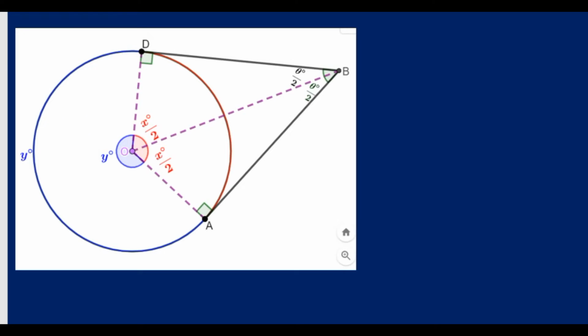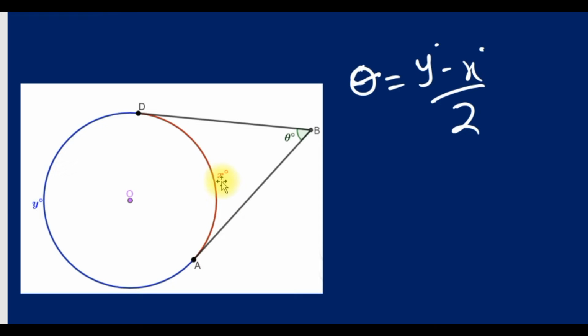So if we join B to O, we know that the angle made by the intercepted arc is the same thing as the central angle. So if here is y, it's the same thing as this. In the same way, here is x. So remember, we are given here as x, as you can see.